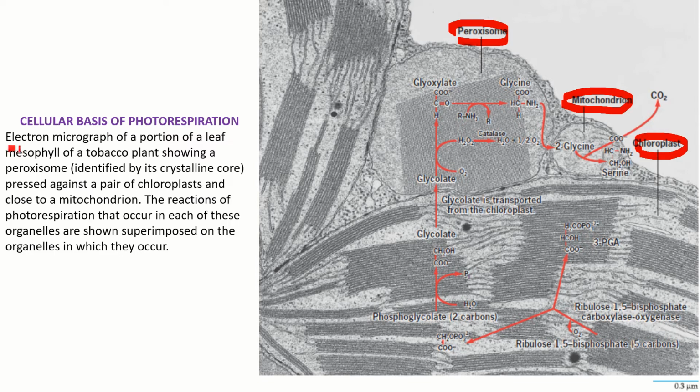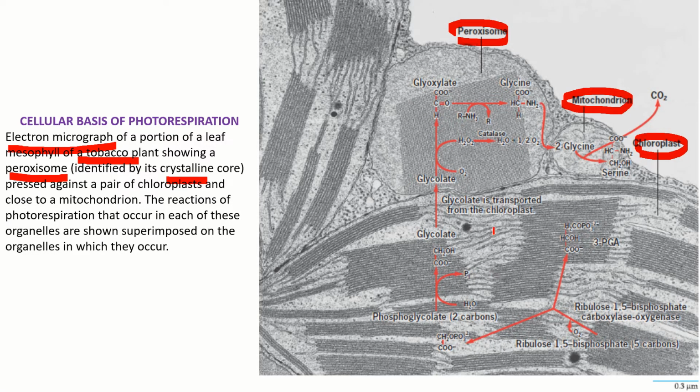And it's given here already. This is from the tobacco plant leaf, showing a peroxisome. Where is the peroxisome? Here identified by the crystalline core. Here you can see it, and close to a mitochondrion. You can see the mitochondrion here. And the reactions of the photorespiration that occur in each of these organelles are shown superimposed. So it's a very good picture for you to understand.